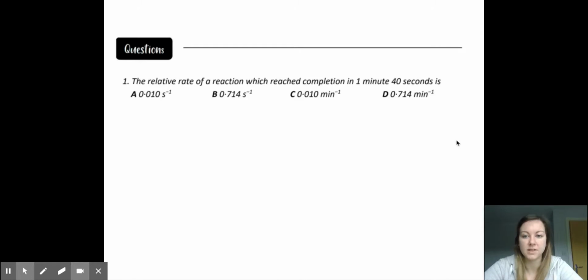Okay, so here is a little question for you. The relative rate of a reaction which reached completion in 1 minute and 40 seconds is, and you have 4 options. Now pay attention to the units. You have some with seconds minus 1 and some minutes minus 1, so choose carefully. Have a wee go at this, and then we can talk over the answer in a wee second.